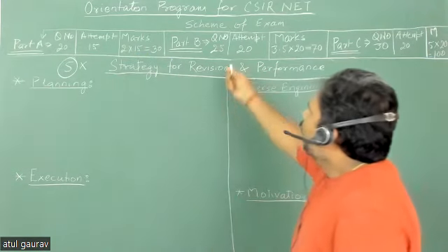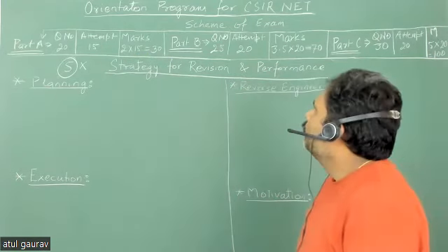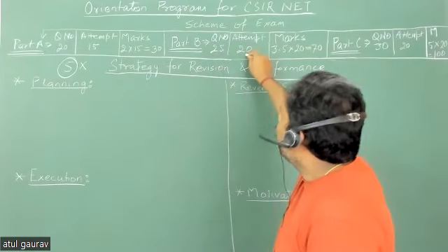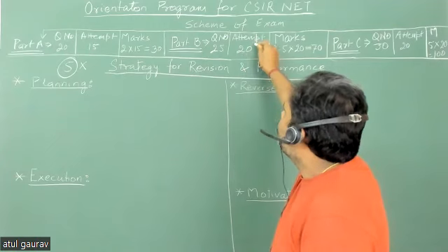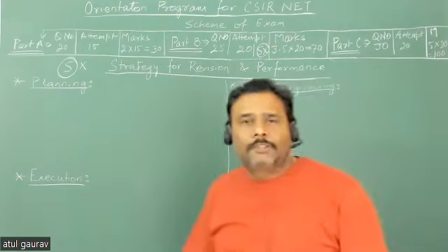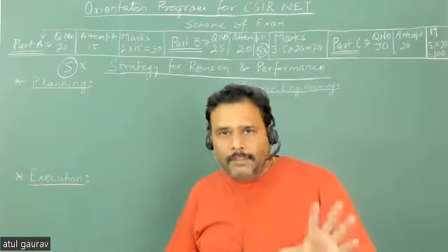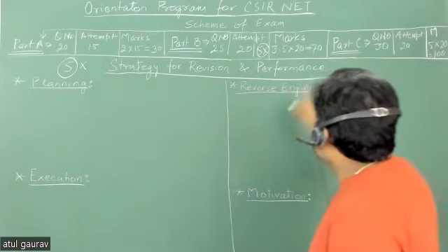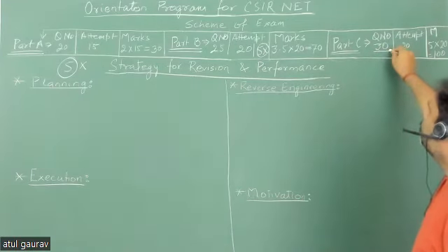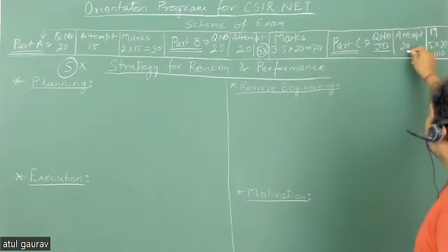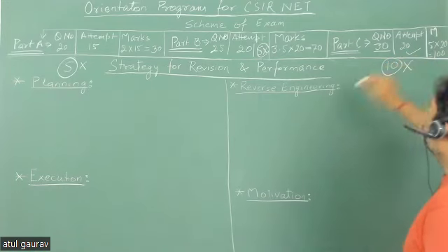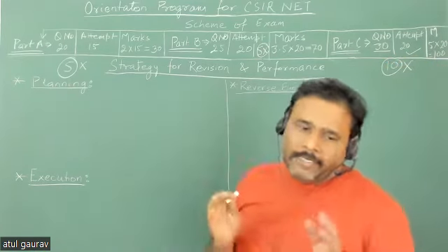The second part is part B, where you are given 25 questions, but you have to attempt 20 questions. That means you again have to leave 5 questions theoretically. This is very interesting. Now let's go for part C. In part C, the examiner gives 30 questions, but you have to attempt only 20 questions. That means you do not have to attempt 10 questions. So look at this arrangement of the exam.